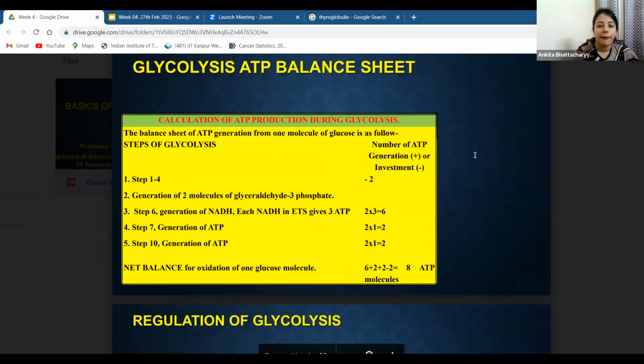So this is the ATP balance sheet, which we can see. During steps 1 to 4, 2 ATP molecules are required and invested, following which each NADH is equivalent to 3 ATPs. Now there are two NADH molecules produced for each glucose. You started from glucose, you got 2 3-carbon molecules, right? You got DHAP and GAP. So you'll have 2 GAP molecules from one glucose, and therefore the entire energy currency gets doubled, and you'll have 6 in this case.